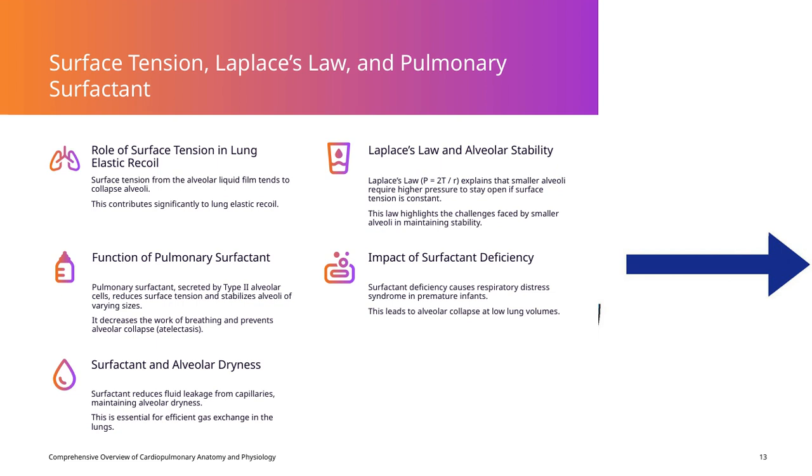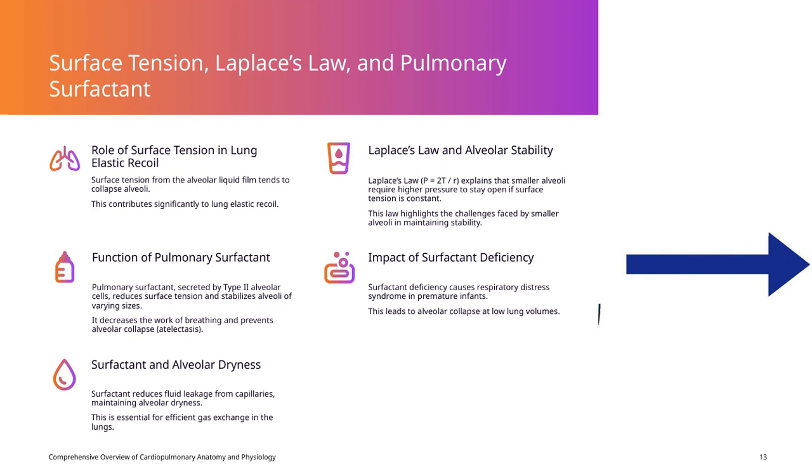Pulmonary surfactant is secreted by specialized cells called type II alveolar cells. Its main function is to lower surface tension within the alveoli, which helps stabilize alveoli of different sizes. This stabilization reduces the effort needed to breathe and prevents alveolar collapse, also known as atelectasis.